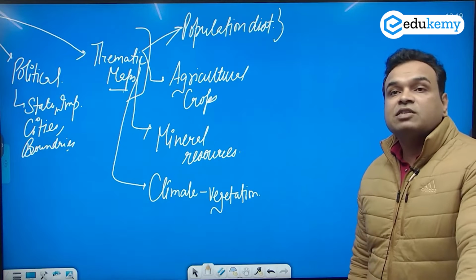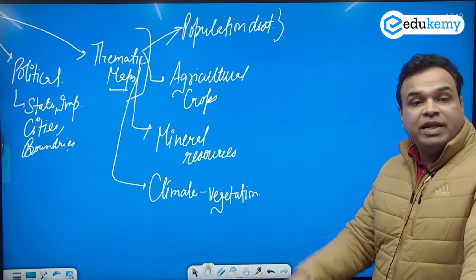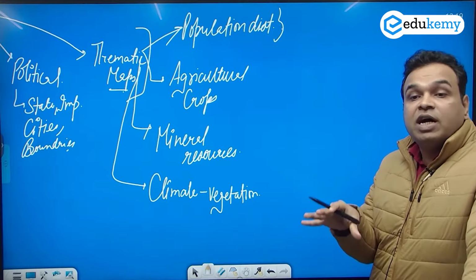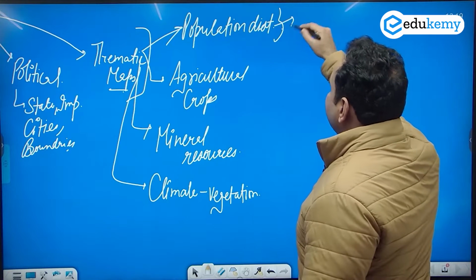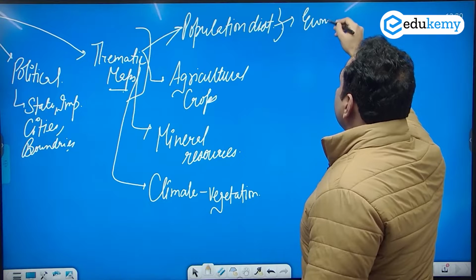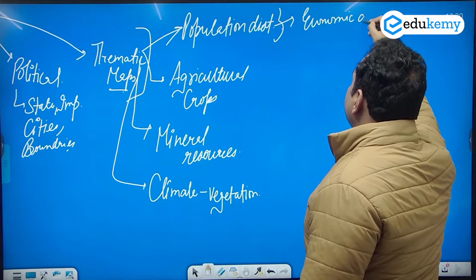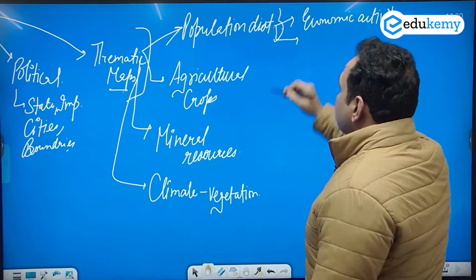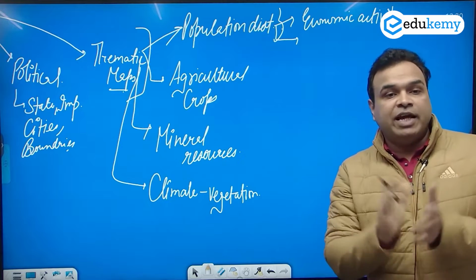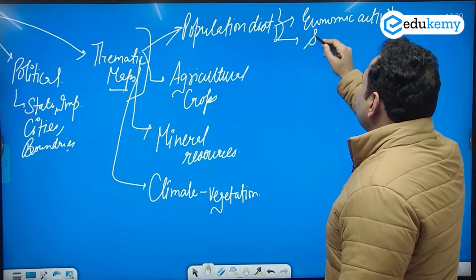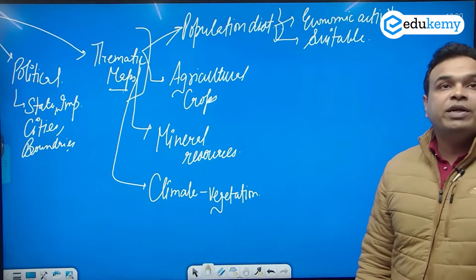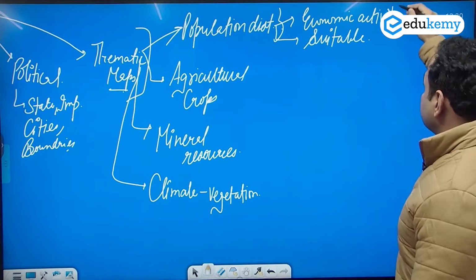As we discussed, the population is concentrated mainly in those regions which are rich in economic activities. Resources भी बोल सकते हैं, economic activities, or which have a moderate type of climate, or we can say a suitable climate, and these regions would be termed as population clusters.